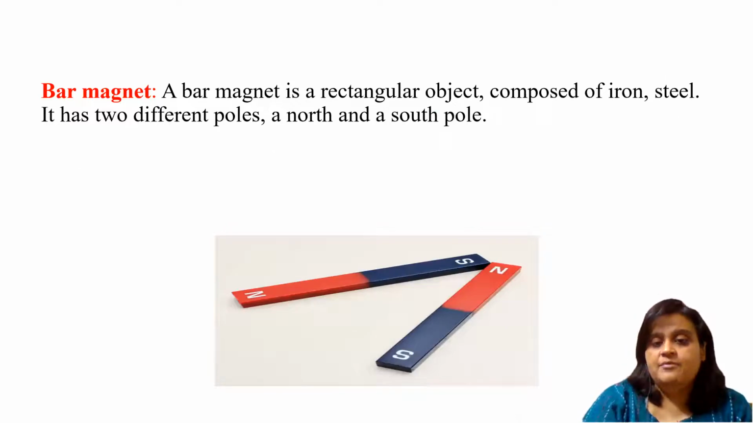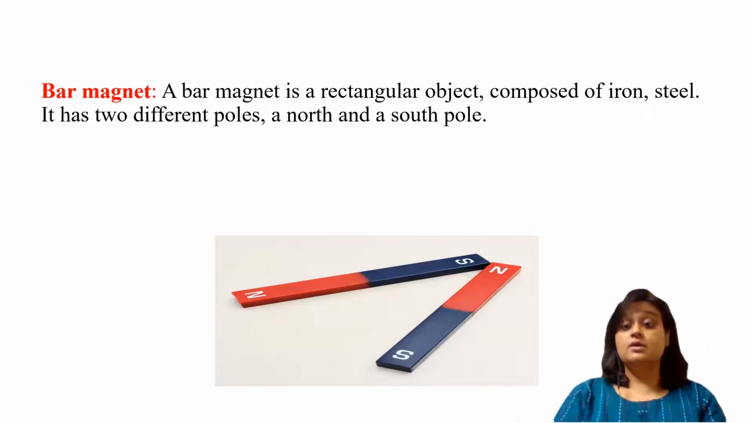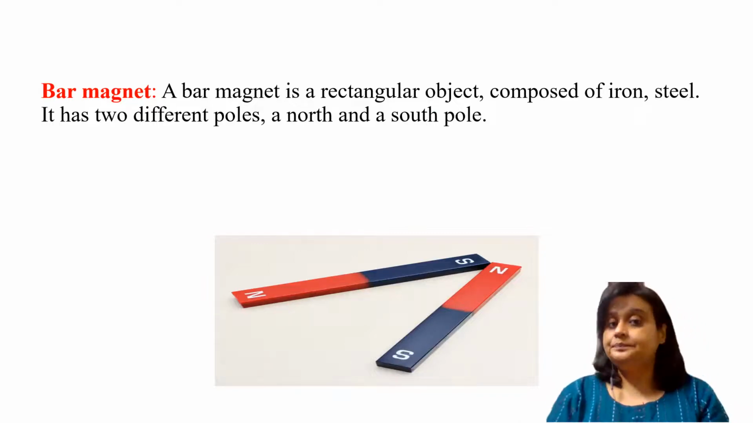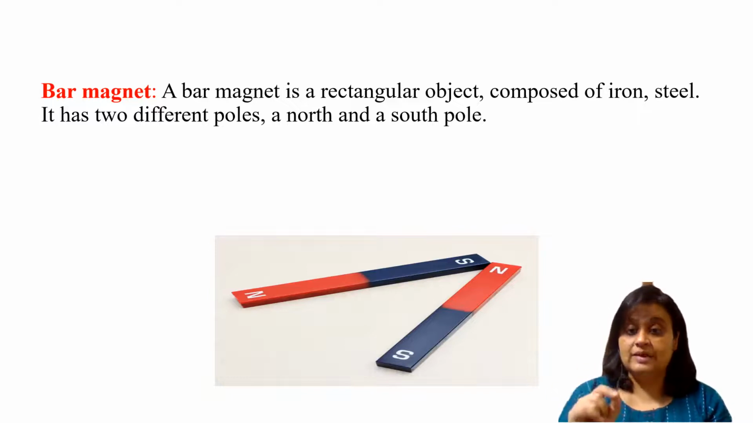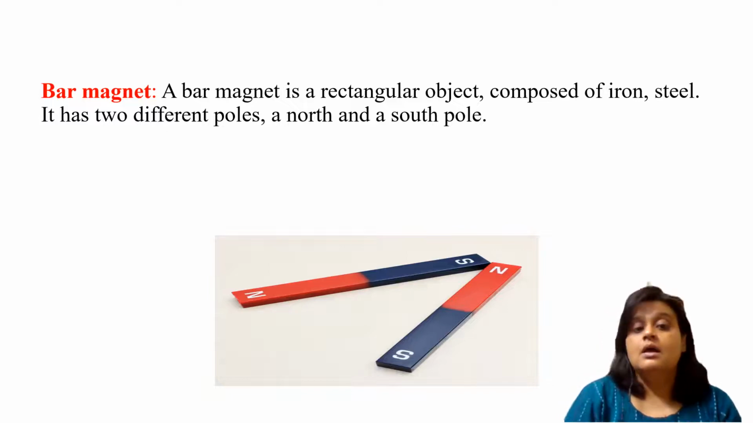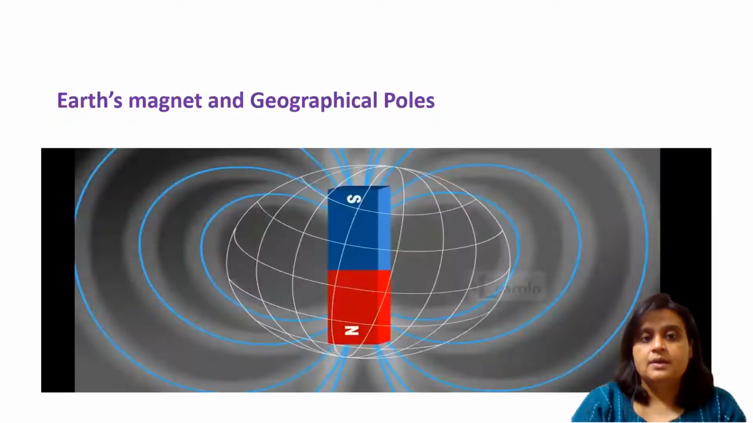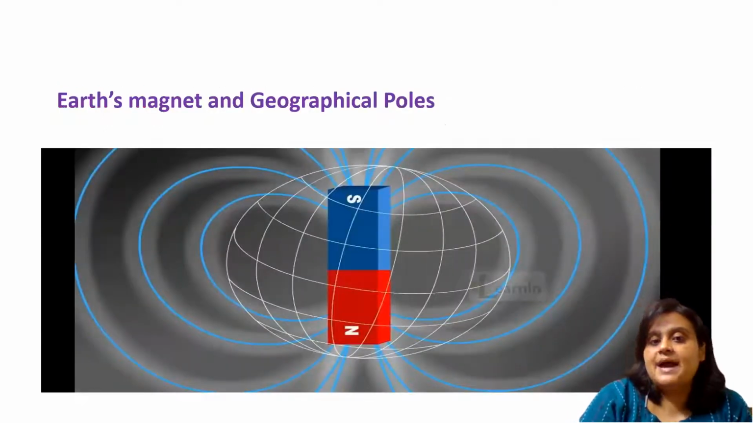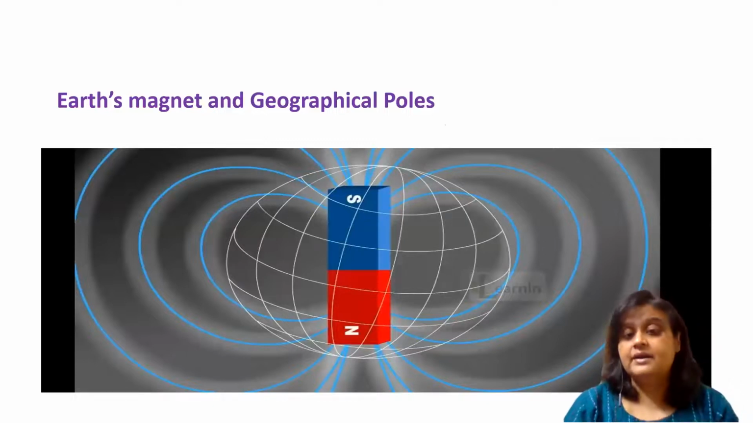This is the shape we have all seen. It is not a new thing. It is very common and is called the bar magnet. The bar magnet has two poles, as you can see here, north and south. It is rectangular, and north and south are also engraved on the magnet. It is made up of iron or steel, which are magnetic materials, and is available in a rectangular shape.